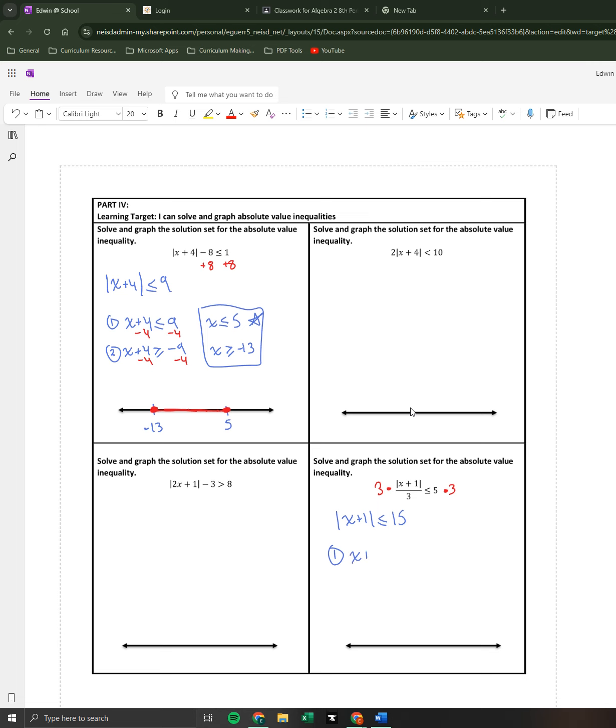X plus 1 is less than 15. X plus 1 is greater than negative 15. So the inequality flips, the sign changes from that last number. Giving us x is less than, so here we have to do minus 1, 14, and x is less than negative 16. Actually, not less than, has to be greater than.